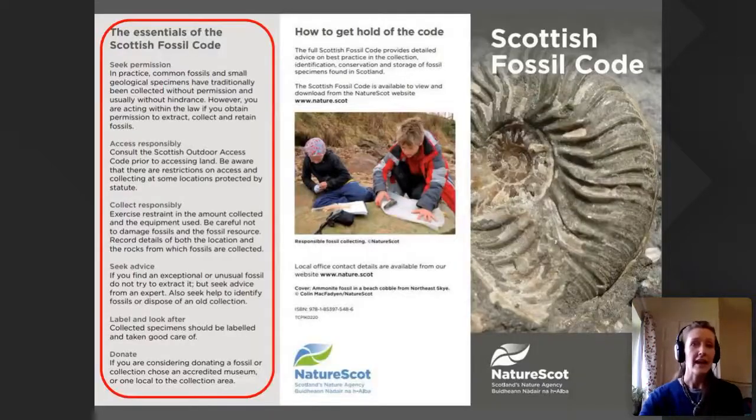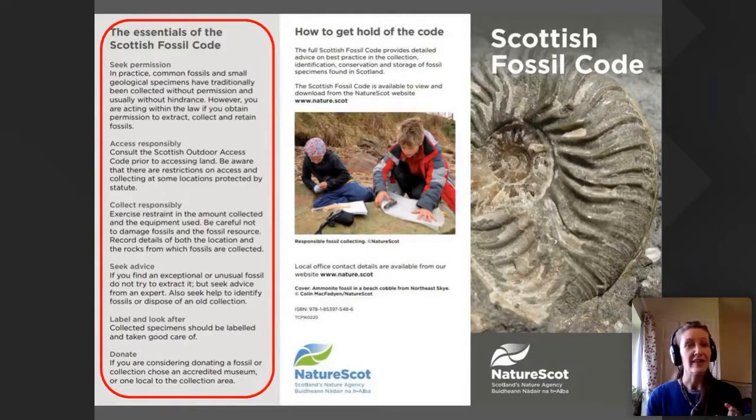So Scotland actually has its own special fossil code, and it's a great piece of guidance created by NatureScot, formerly Scottish Natural Heritage, and sets out the best practice for collecting, identifying and conserving and storing fossils that are found in Scotland. So it aims to boost public interest in Scotland's fossil heritage as a resource for sort of educational and recreational purposes.